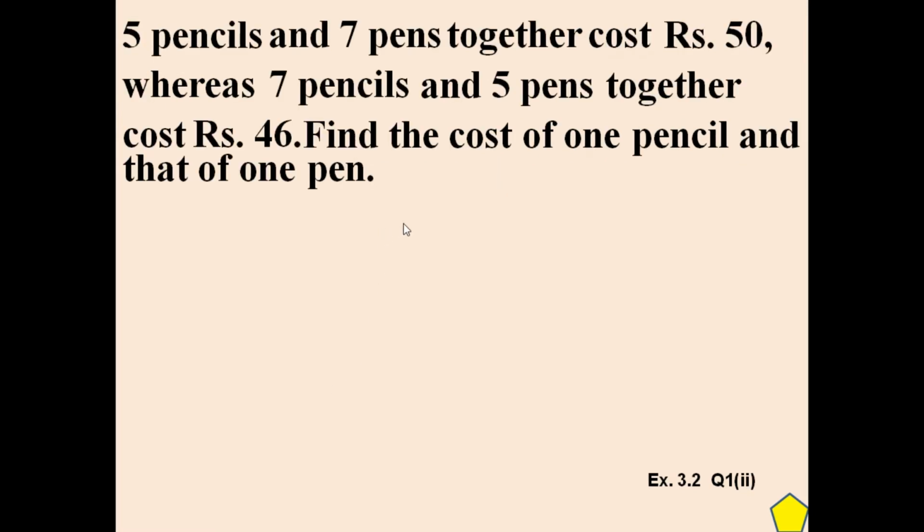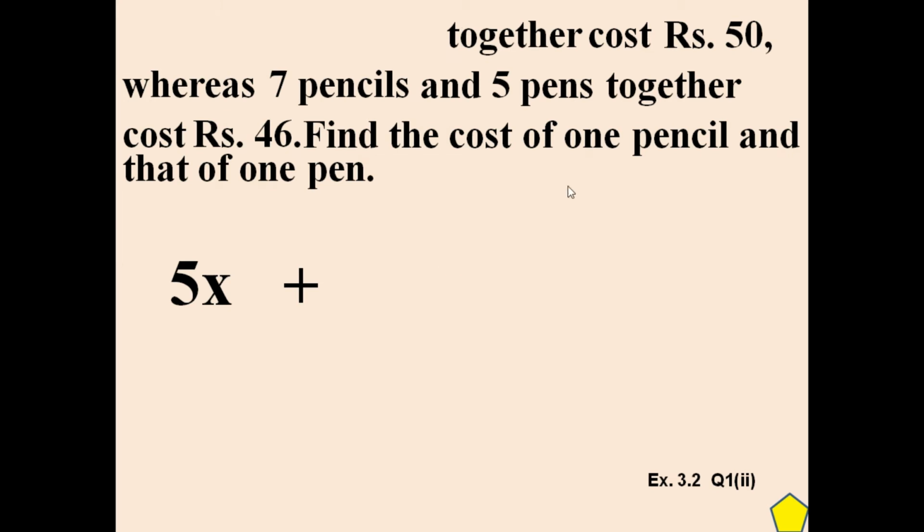Another example of the quantity is this. Here we are supposed to find the cost of one pencil and the cost of one pen. So again we assume the cost of one pencil as X, and if we are buying 5 pencils it becomes 5X plus. We assume the cost of one pen as Y. So if we are buying 7 pens it becomes 7Y, together equal to the total cost, and the total cost is rupees 50, which becomes the right hand side of the equation.